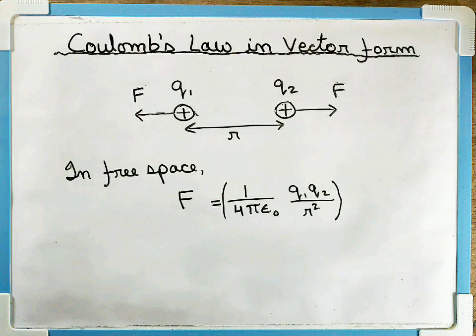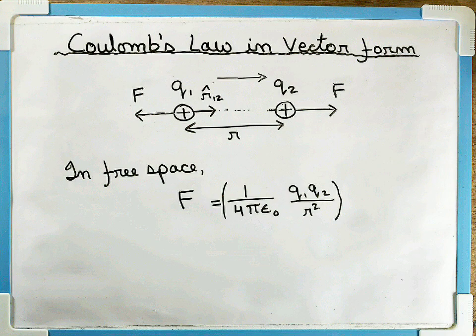Now I want to express this Coulomb's law in vector form. So what I'll introduce is a unit vector. I'll draw a unit vector from Q1, and this unit vector will be in the direction from Q1 to Q2, and this unit vector is say R cap. In which direction is it? From Q1 to Q2. So we have R cap 1, 2.